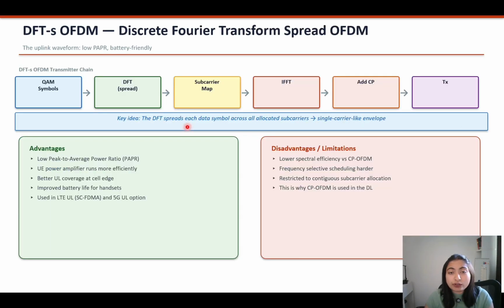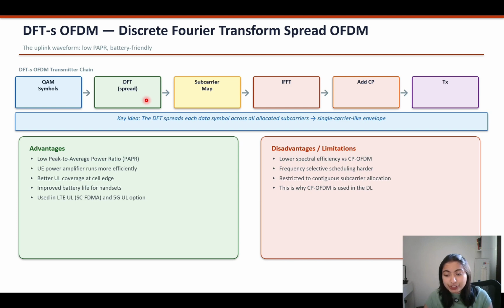If cyclic prefix OFDM is so great, why didn't LTE use it for the uplink as well? The reason is PAPR, or peak to average power ratio. Let me explain why this matters so much in the uplink. In a standard OFDM signal, you are adding together hundreds of subcarriers simultaneously. Each one has a random phase and amplitude. So when many of them happen to add up constructively at the same instant, you get a very high peak in the time domain signal.